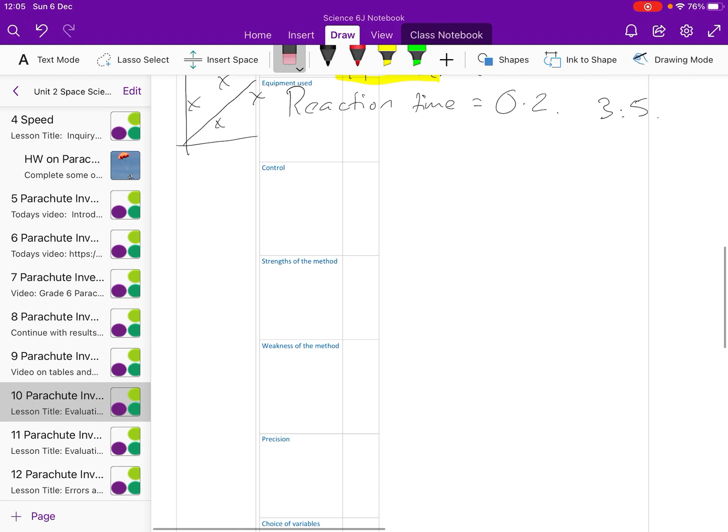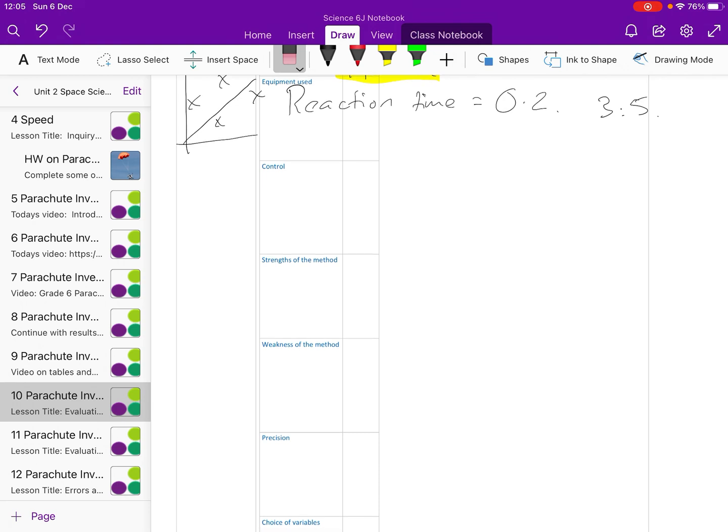Also, equipment used. You measured the size of the parachute. You probably used a meter stick. Do you think that was a very good method? Did you measure all 4 sides? Or did you just measure 2? Probably just did 2. That's what I suggested. Which means you're just assuming that the other side is done.